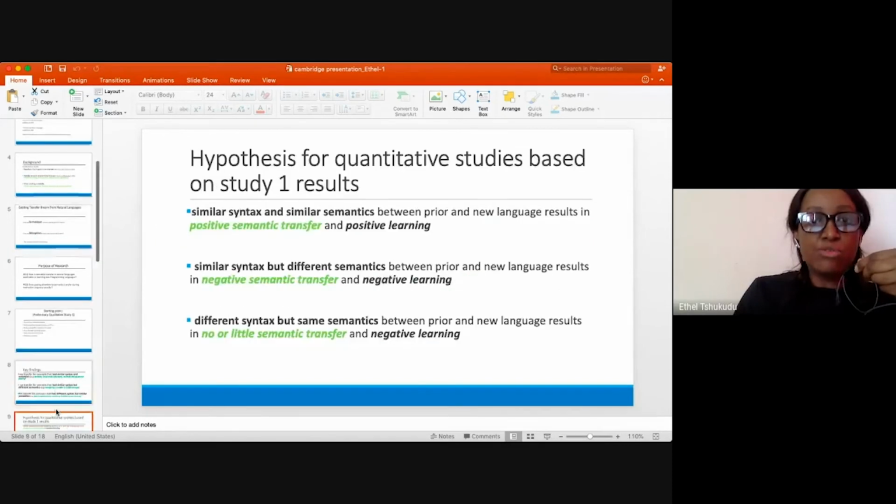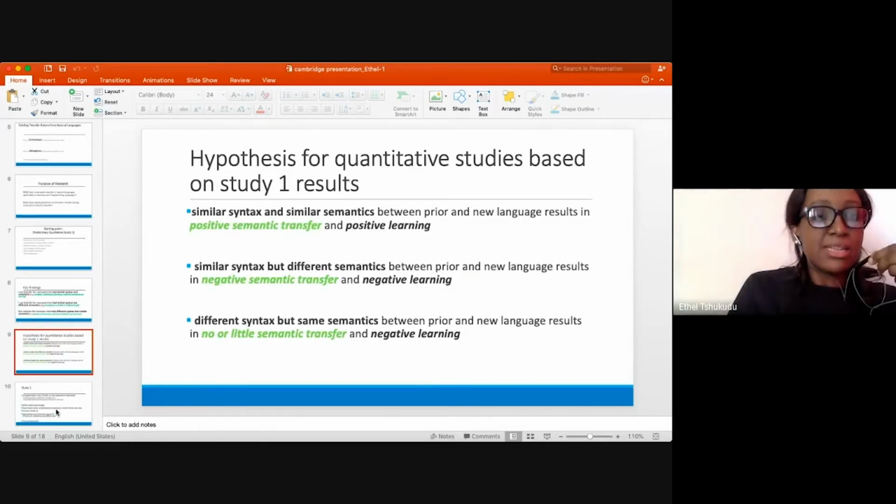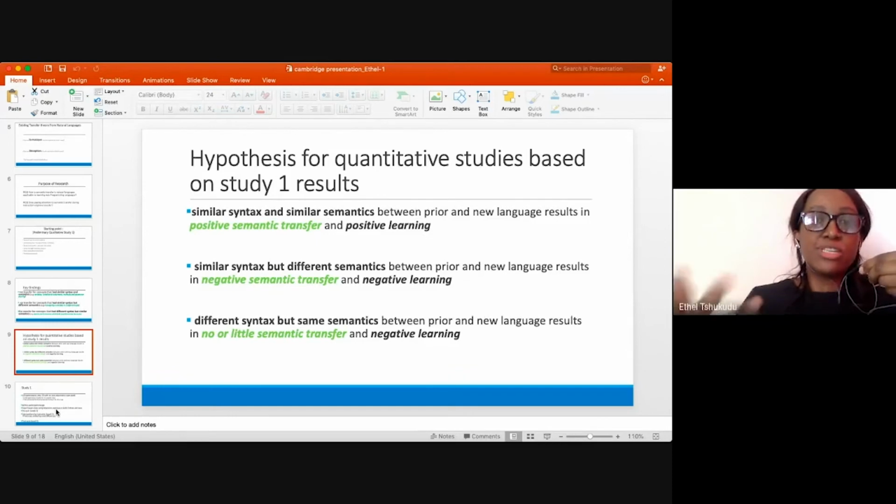So I used the key findings from this qualitative study to come up with a model or a hypothesis of what might be happening when people are learning new programming languages. So it's still the whole idea of the results there.